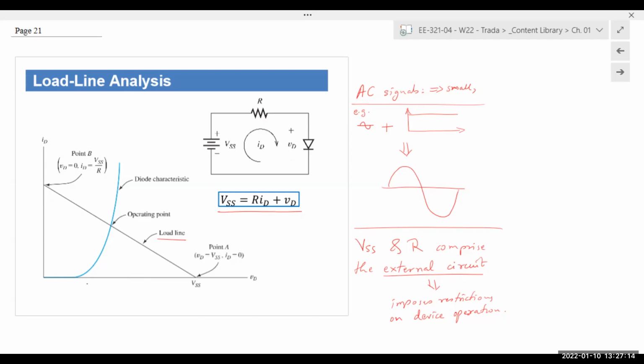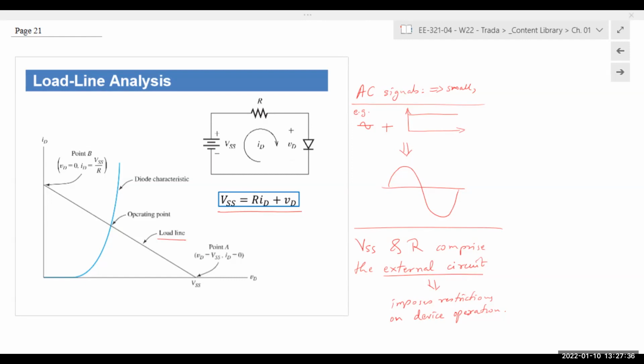Then when you take the load line, okay, any other questions? So when you take the load line and superimpose it over the device characteristic, you have one intersection point. The one intersection point is known as the operating point, the operating point of that device for that particular circuit.